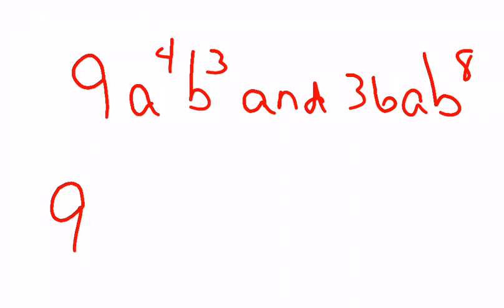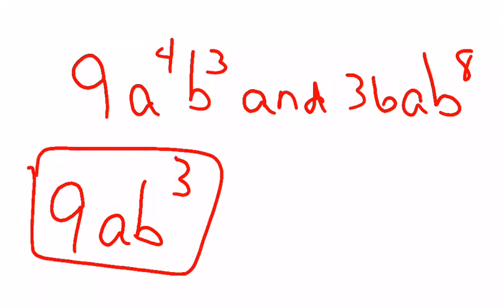Now we look at the A's. We have A to the 4th and A. So how many A's are in common? Just 1. Now we look at the B's, B to the 3rd, B to the 8th. So how many B's are in common? B to the 3rd. So that would be our GCF here.